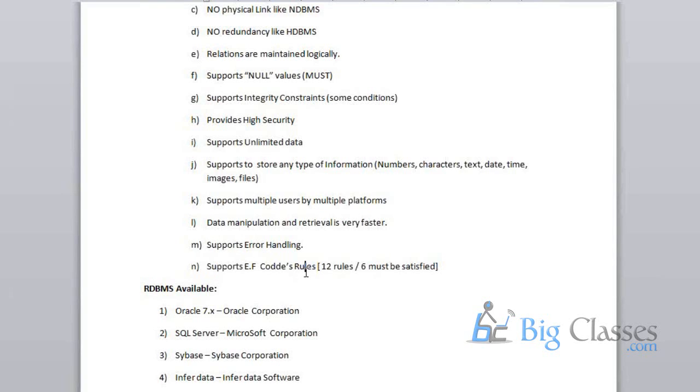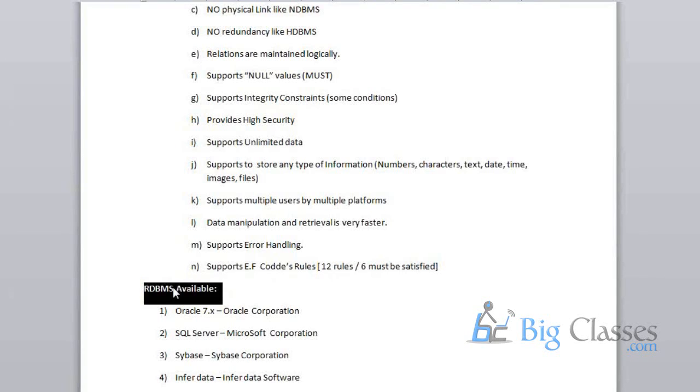Then it supports Codd's rules. Codd is a person who laid down some rules for databases. There are 12 rules mentioned by Codd. At least 6 must be satisfied by a database. Oracle satisfies all the 12 rules, whereas SQL Server may be satisfying around 11 rules. So Oracle is the only database that satisfies all the 12 rules proposed by Codd, a scientist.